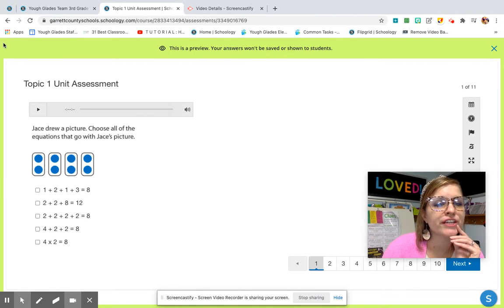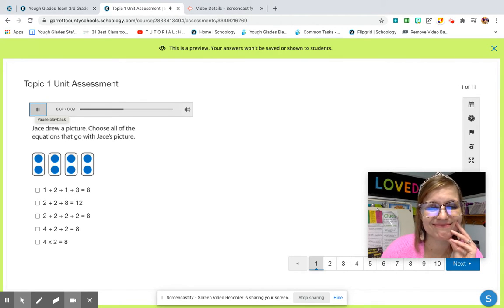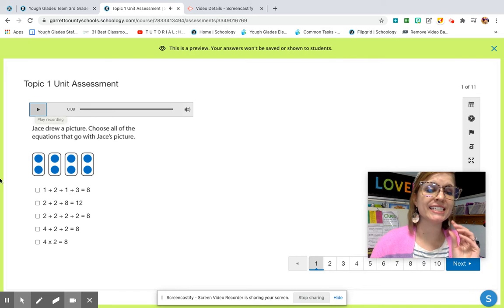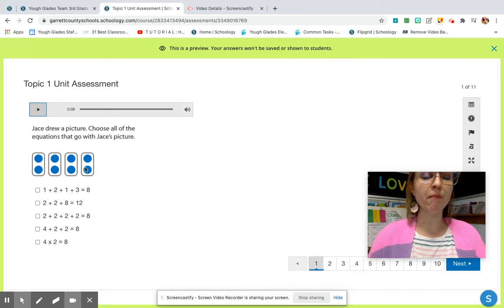So right here, there are voice directions. I want you to listen to those voice directions and listen to them carefully, please. Jace drew a picture. Choose all of the equations that go with Jace's picture. So you have to look at this equal groups. Look at this model of equal groups.